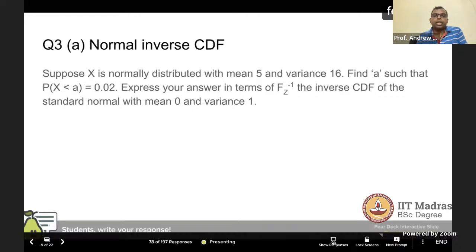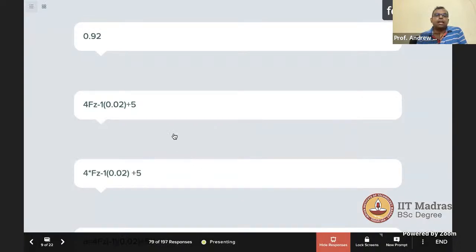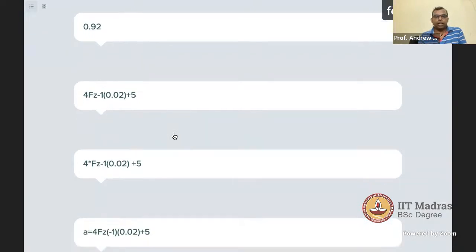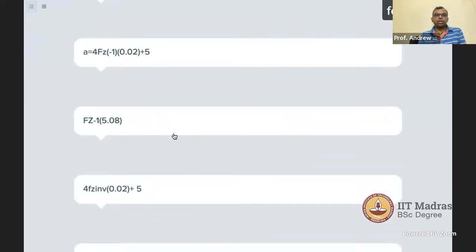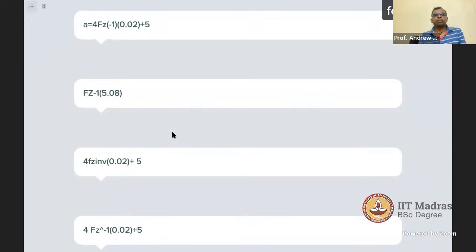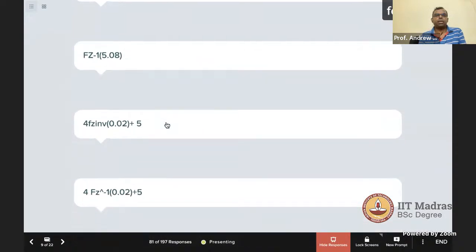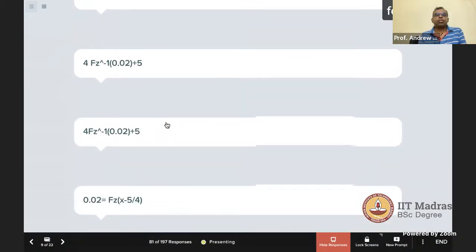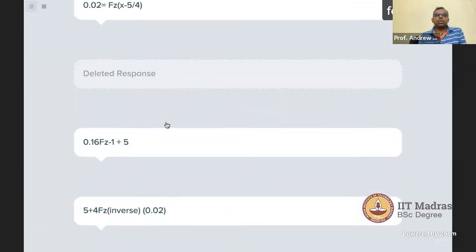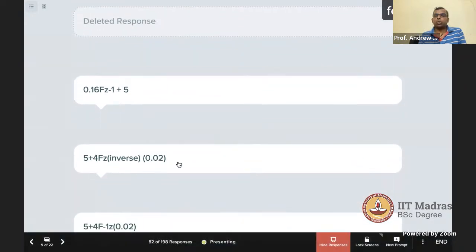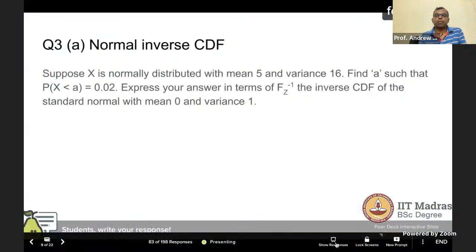Okay, so that's close to 80 responses. Let's just see. 5 plus 4 FZ inverse. This looks correct to me. That's good. There's some wrong answer here, 5.08. I don't know, but I think that's correct. 5 plus 4 FZ inverse 0.02 is the correct answer.